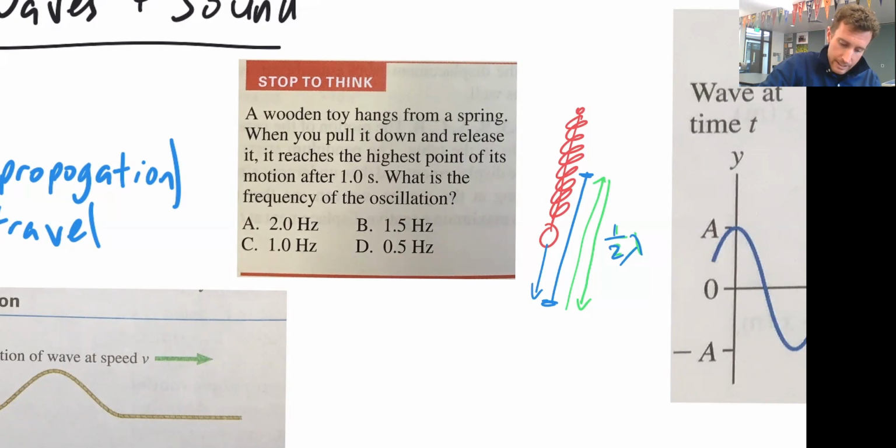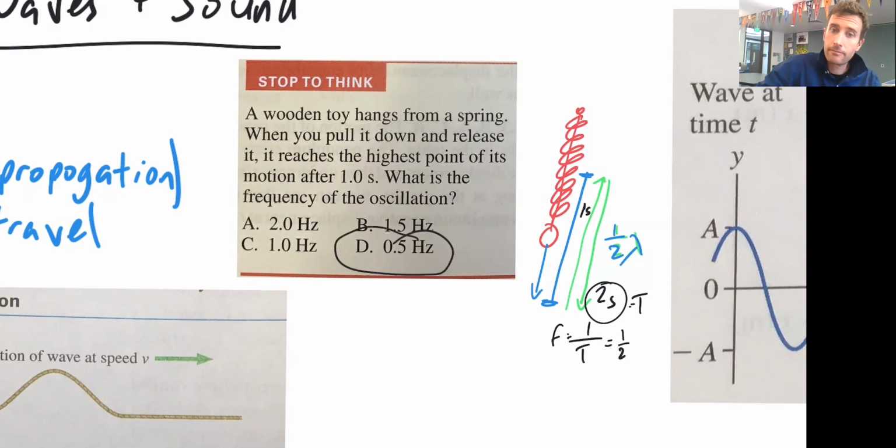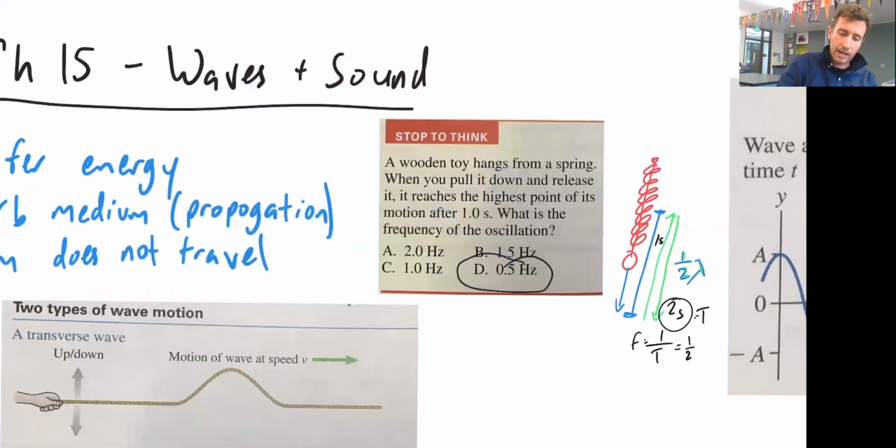So it goes 1 second, one direction, 1 second, and then 2 seconds would be out and then back, 2 seconds. And I want the frequency. So 2 seconds would be the period. The frequency is 1 over the period, which is 1 over 2, which is 1/2, and so that would be D. All right, so just refreshing, coming back around to waves.